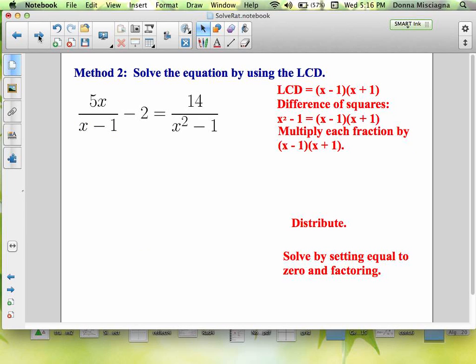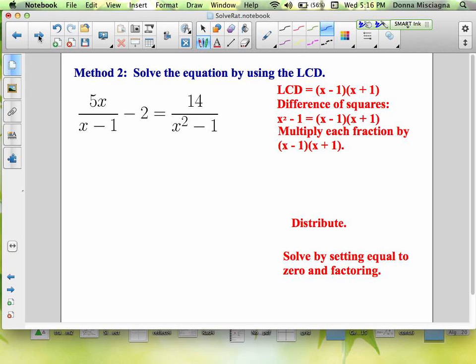With this problem, we have 5x divided by x minus 1, minus 2, equals 14 divided by x squared minus 1. All right, we got a minus 2 with it. Right? This is 2 terms. One term is 5x divided by x minus 1. The second term is the negative 2. So we must solve using least common denominator.